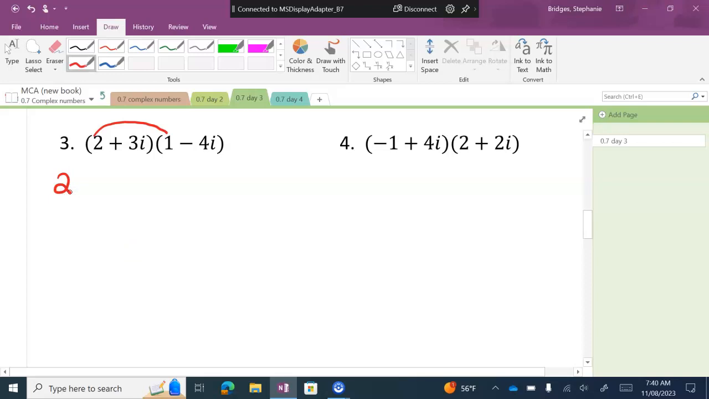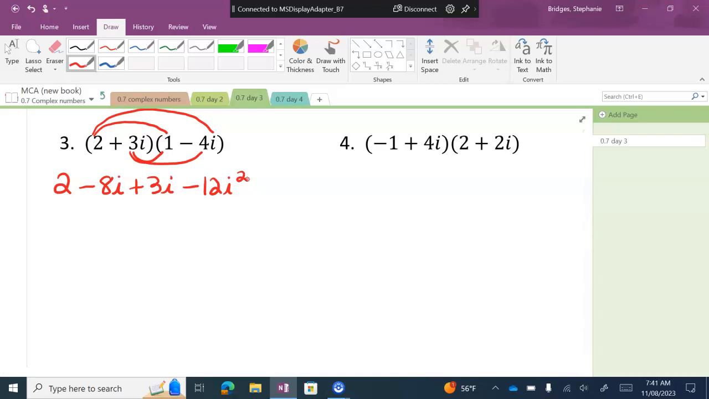Then we're going to multiply the outside terms, 2 times negative 4i. Then we're going to multiply the 2 inside terms. A positive 3i times a positive 1 is a positive 3i. And then the last 2 terms. Positive 3i times negative 4i is going to be a negative 12i what? Squared.